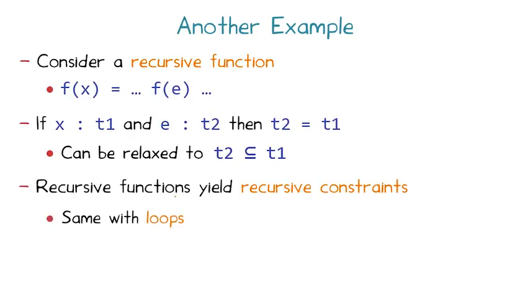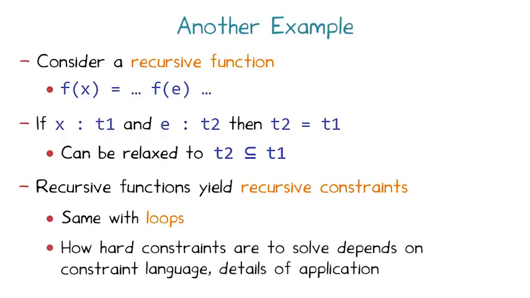We observed this phenomenon in the lesson on data flow analysis, wherein loops in programs necessitate multiple iterations of the chaotic iteration algorithm. That algorithm in reality is solving a system of recursive constraints, namely data flow constraints for computing the in-sets and out-sets of data flow facts at each program point. In general, the difficulty of solving constraints depends on the language of the constraints and the details of the application.